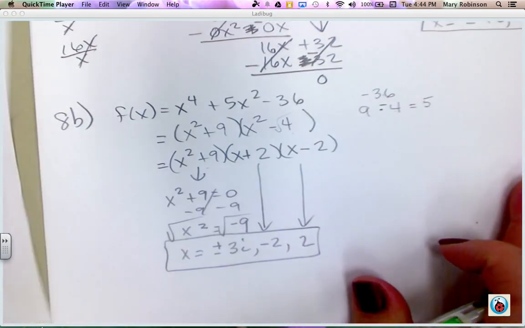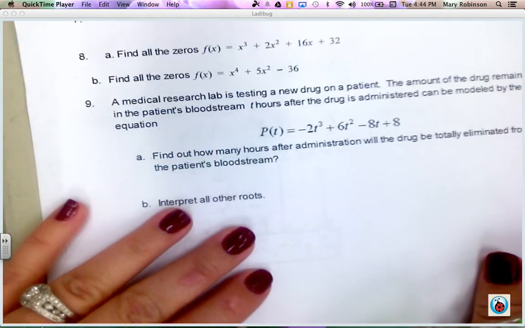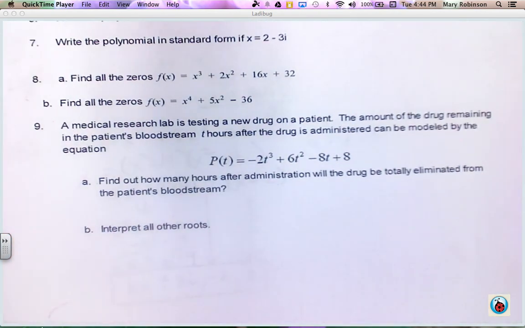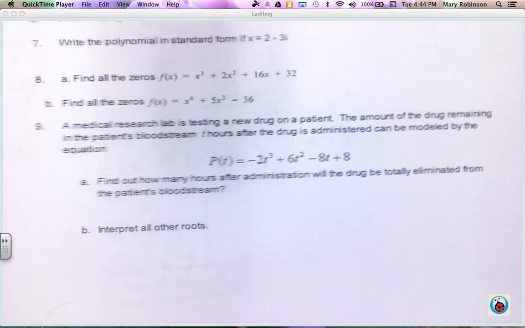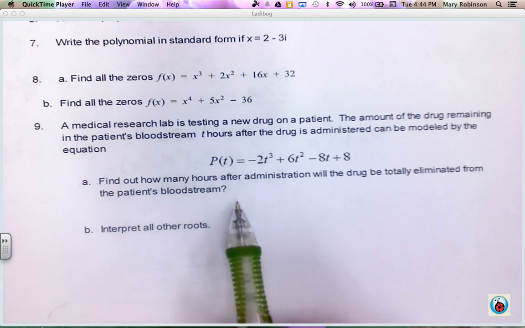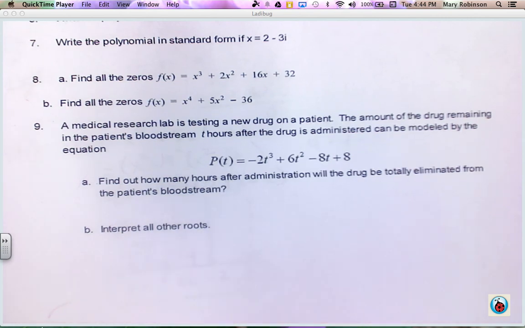Lastly, let's talk about 9. 9 says, a research lab is testing a new drug on a patient, and the amount of the drug remaining in the patient's bloodstream T hours after the drug is administered can be modeled by this function P of T. So please keep in mind that your body cleans out anything that you put in it. So basically the drug wears off over time.